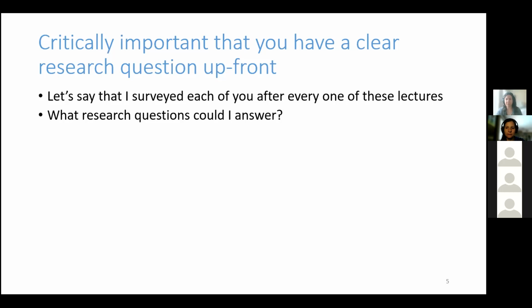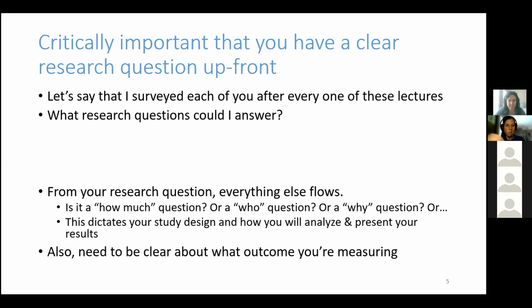And so this is why I'm such a stickler on research questions up front, because it really helps to have an idea of what you're asking. And from that, your analytic approach flows. If you've done it truly at the beginning, your data collection flows from there. So everything flows from your question.